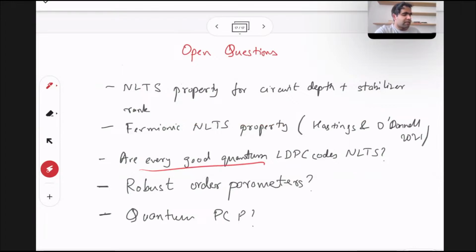Another question is, is it true that any good quantum code, any quantum code which has high rate and high distance, is NLTS? Another question that I'm interested in is, is there a notion of robust order parameter in terms of topological order? And finally, the quantum PCP conjecture is wide open. So with that, thanks, and happy to take questions.